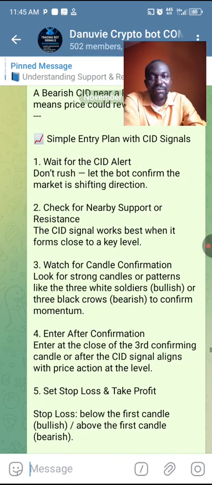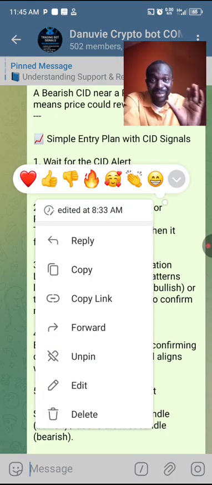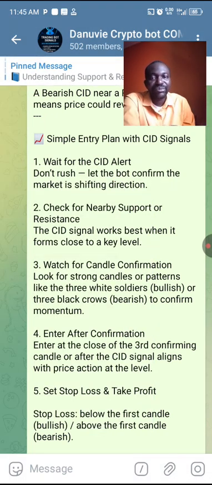So after you have confirmed all these 3 things, which means the signal comes from the bot, you identify that there is a support or resistance level, and the candlestick has shown itself, it is present, then you can now enter after you have confirmed these 3 things. Enter at the close of the 3rd confirming candle.